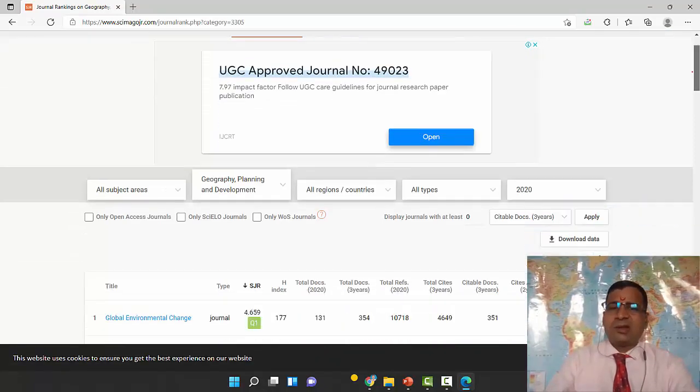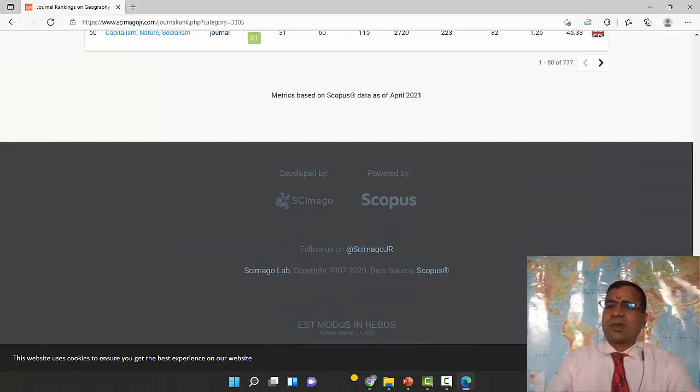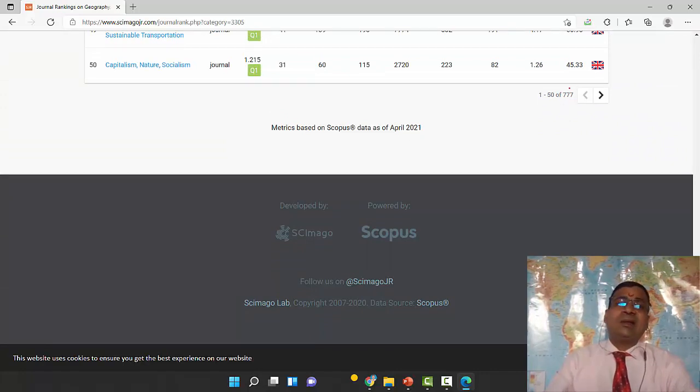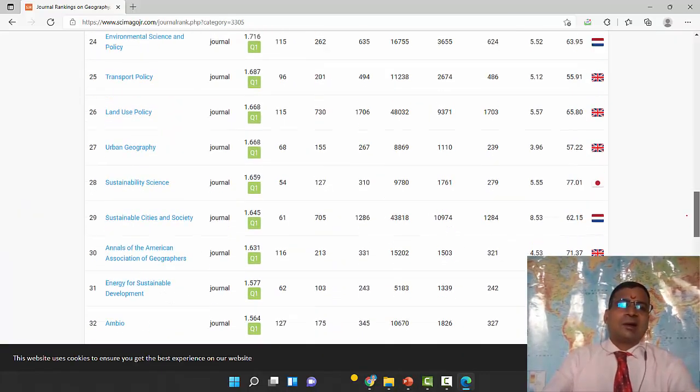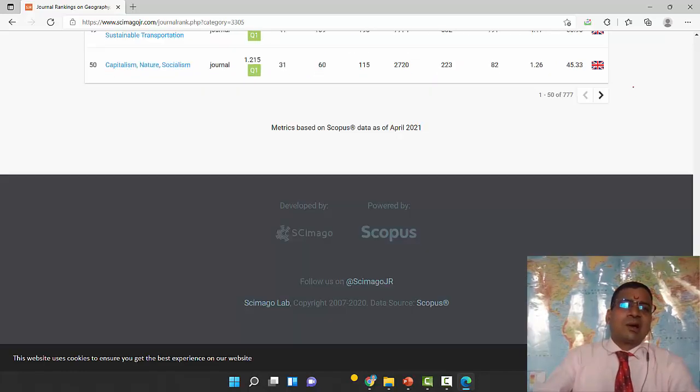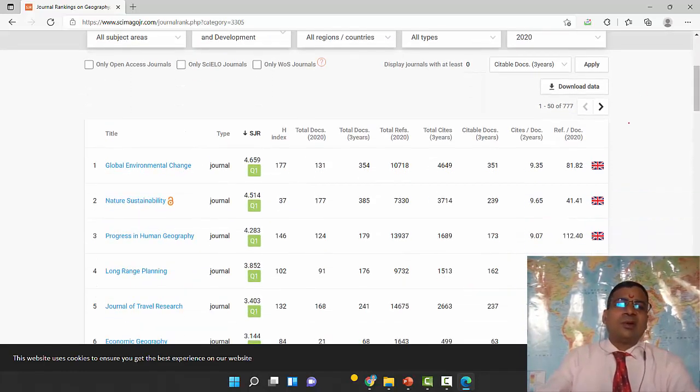Okay, see here, there are 777 journals indexed in SJR, that is Scientific Journal Ranking, and according to rank, if we talk about the first five, the first one will be Global Environmental Change. Its SJR impact factor is 4.659. Then Nature Sustainability, Progress in Human Geography, Long Range Planning, Journal of Travel Research, Economic Geography, etc.